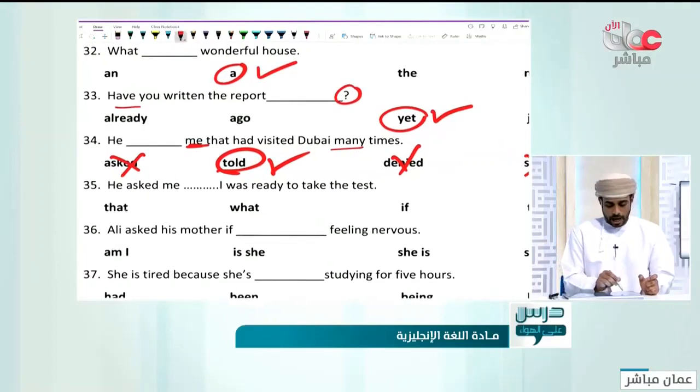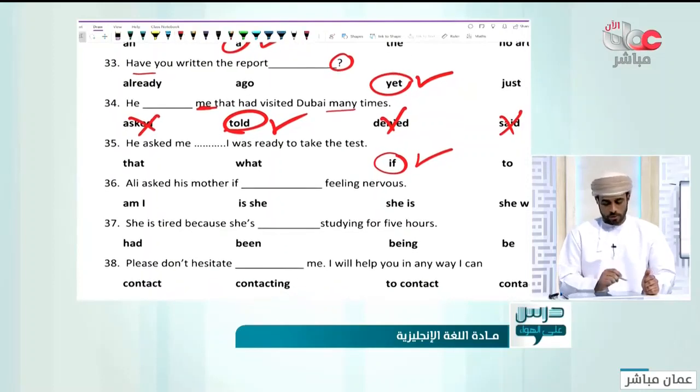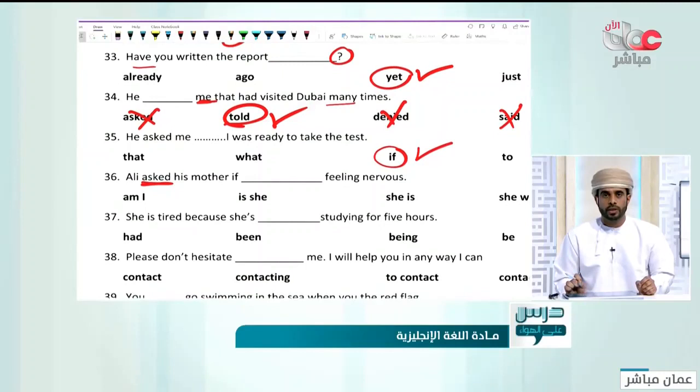And he asked me, I was ready to take the test. He asked me what, if I was ready. It is a question. And let's move to the 36. When we said Ali asked his mother if, well, look in here. It is a reported speech. And we said in reported speech, we don't write a question. We put it in a normal sentence. So which one of those is a normal sentence? Yes, this is a question. These two are normal.